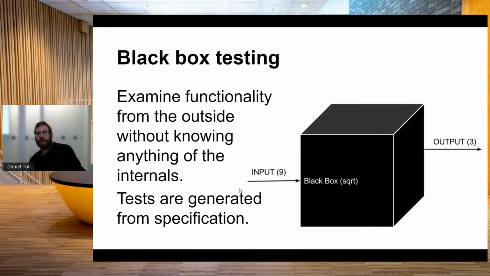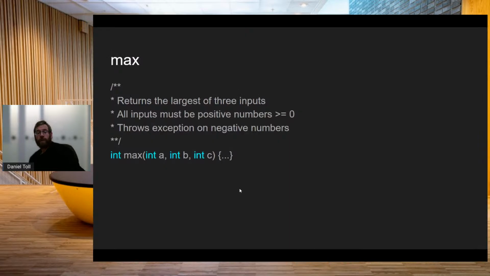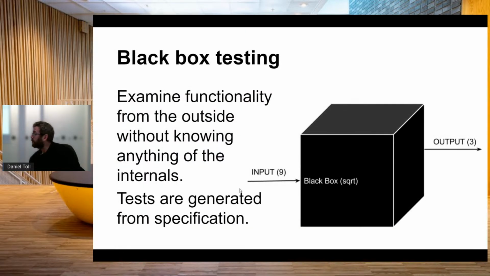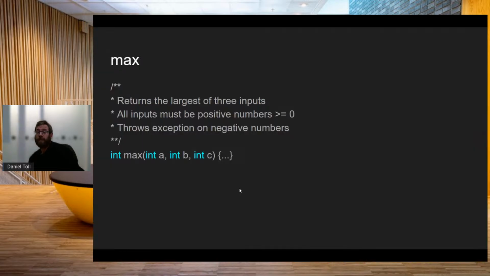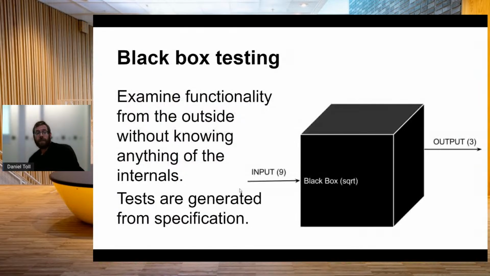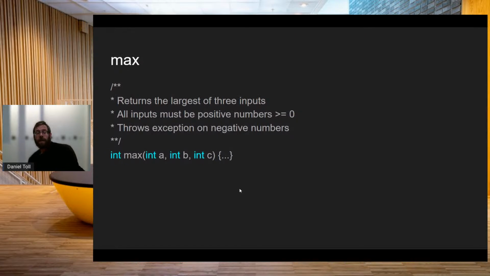Exactly like when we talked about generating tests for just a function, we can think about black box. When we think about black box, we are talking about input and expected output, but we're not really concerned about the code inside. So let's have a max function that takes 3 inputs. All inputs must be positive numbers larger than 0, and it throws an exception on negative numbers. Using this one, we can generate different test cases.